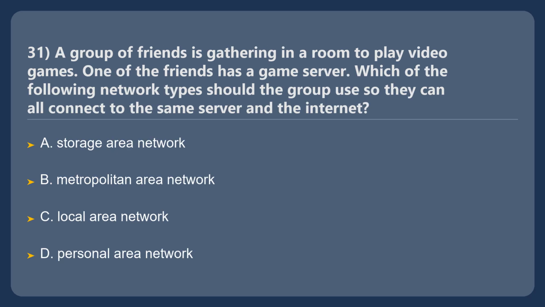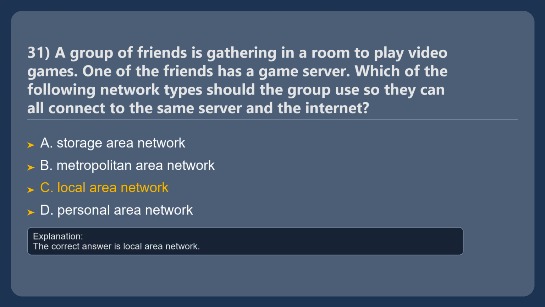Question 31. A group of friends is gathering in a room to play video games. One of the friends has a game server. Which of the following network types should the group use so they can all connect to the same server and the internet? Option A, storage area network. Option B, metropolitan area network. Option C, local area network. Option D, personal area network. The correct answer is option C, local area network.